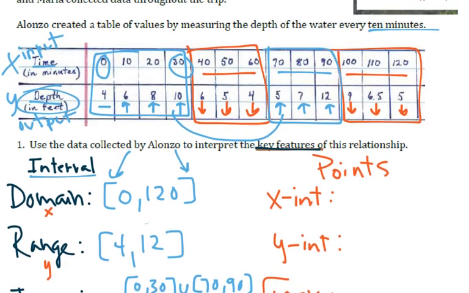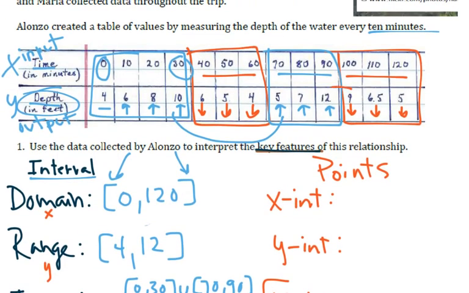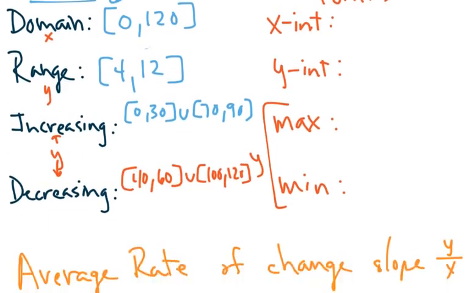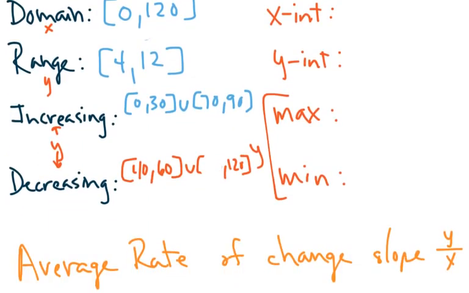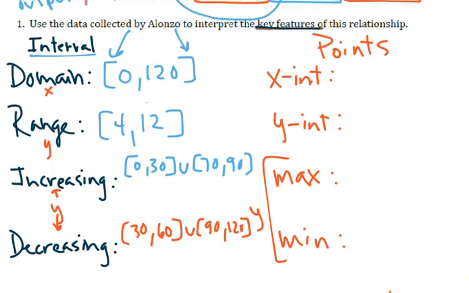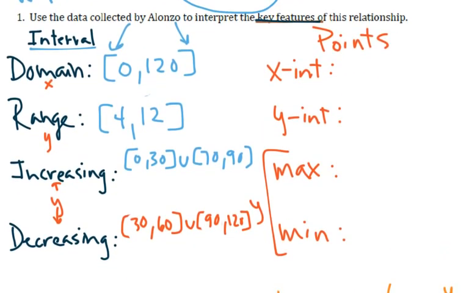And I guess technically we should probably say, starting at 90 we're really decreasing, right? And starting at 30 we're really decreasing. I probably should have written that instead, huh? Because that's when we start to decrease, 90 and 30. That looks better. Alright, so that's some of those key features: domain, range, increasing, decreasing. So now let's take a look at the points version.